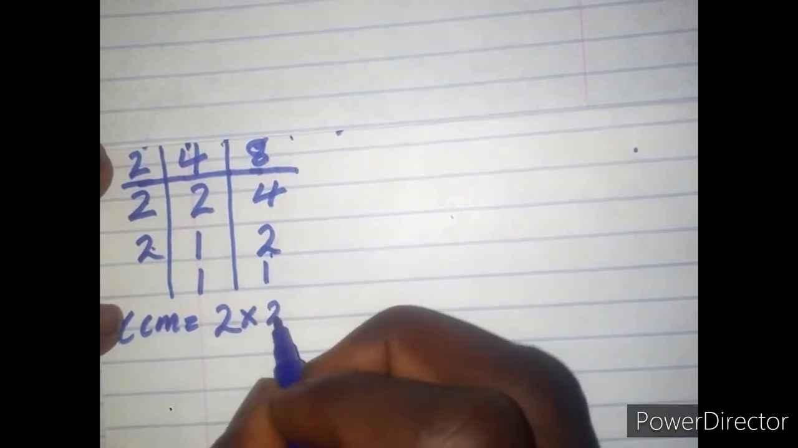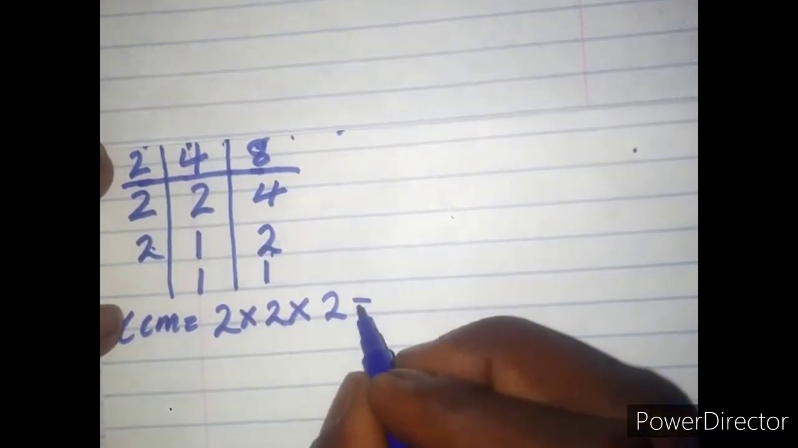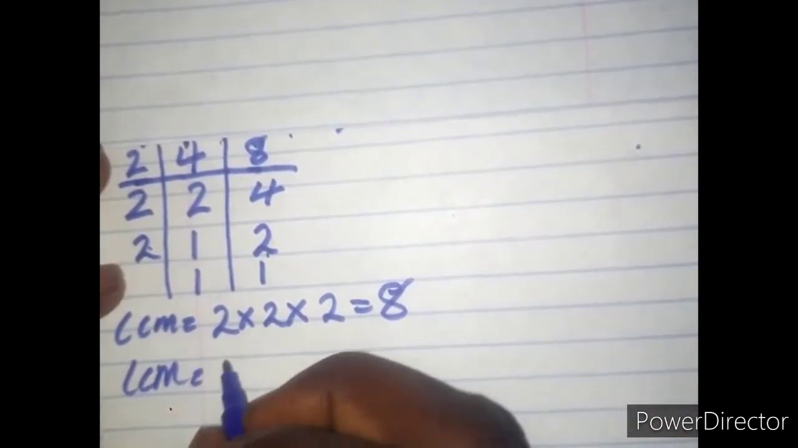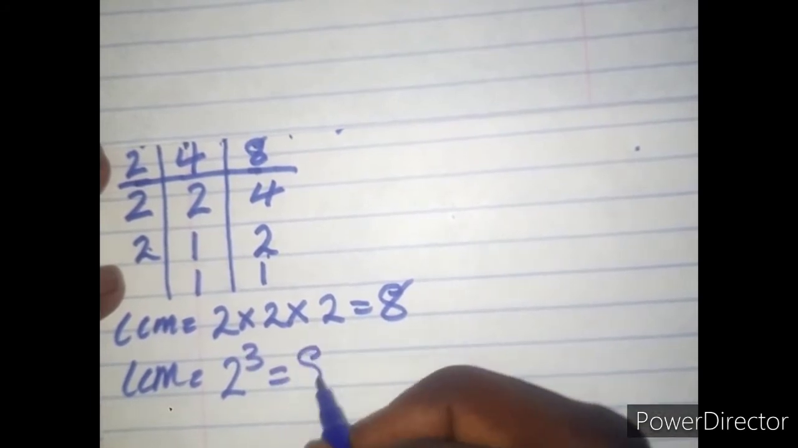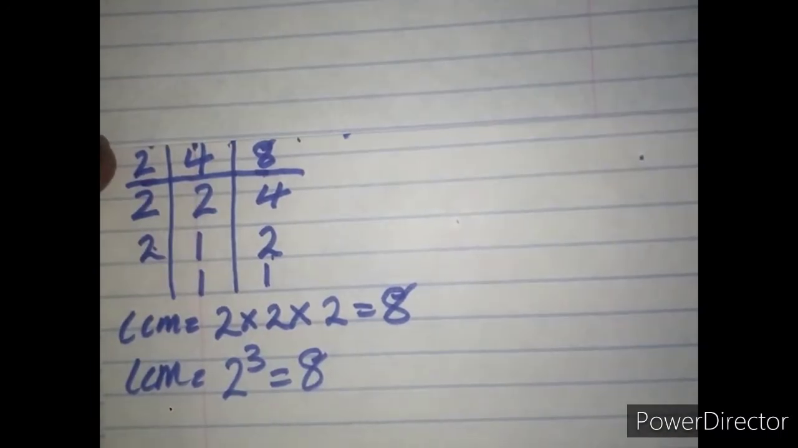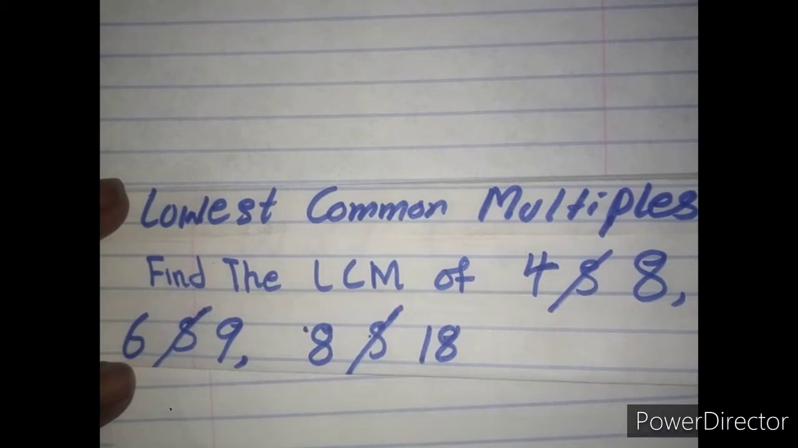So use 2 also. You leave the 1 and bring the 1 down. 2 divided by 2, you have 1 also. So your LCM now is 2 times 2 times 2, which is equal to 8. Or LCM is equal to 2 raised to the power of 3, which is equal to 8. So the LCM of 4 and 8 is 8. It's very, very simple. So we'll be looking at example number 2.